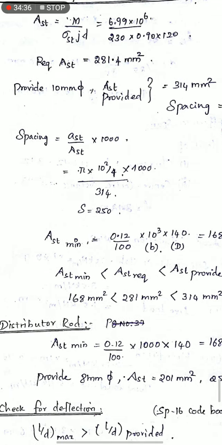So our provided AST is greater than AST minimum and AST required. So safe. Our provided dimension and area is correct.